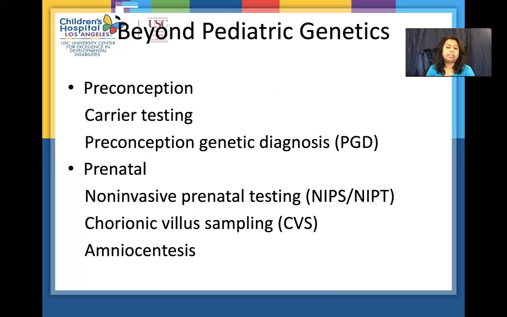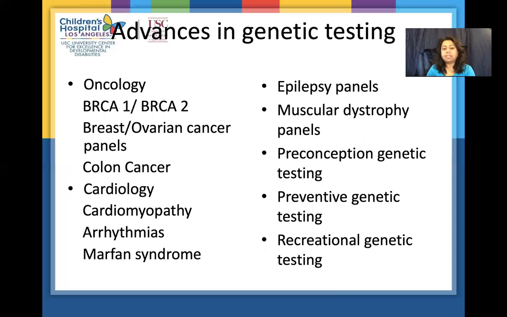Beyond pediatric genetics, we are now even looking at preconception carrier testing, preconception genetic diagnosis, prenatal non-invasive prenatal testing. So, for instance, taking blood tests from mom during pregnancy to identify if there are genetic differences in fetal DNA. And that also includes CVS sampling, which is much more invasive, and amniocentesis.